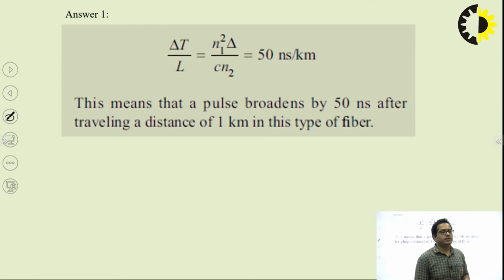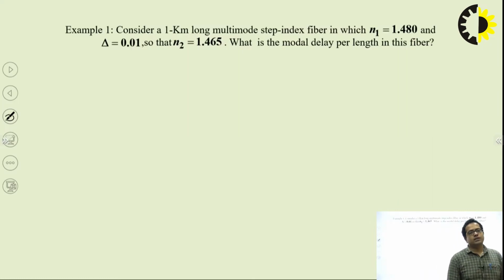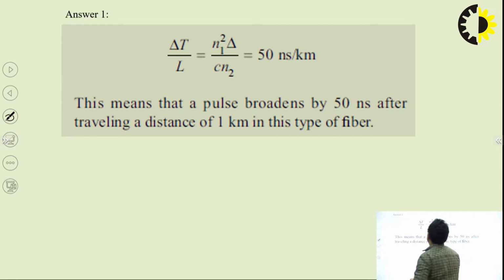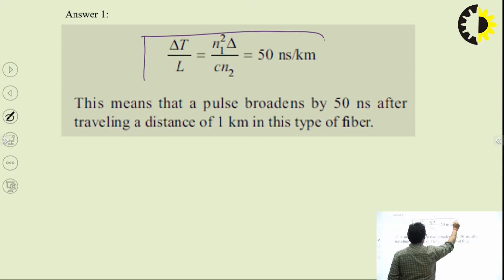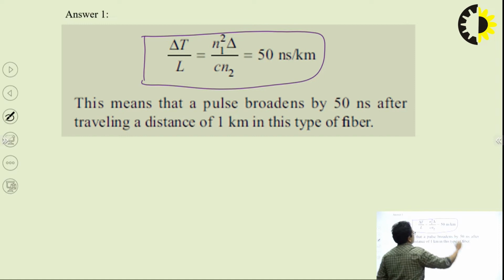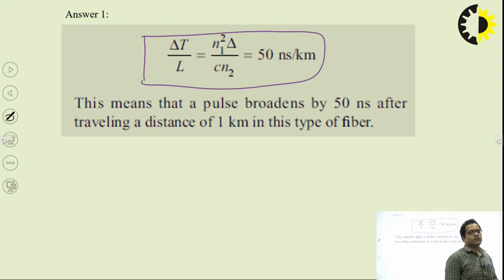So let us try to visualize it. Your delta t is given by L N1 square delta upon C N2. Now the question is, from where are we getting this formula? In order to get this formula, first of all we have to build some concept, which is related to whenever we are dealing with the multimode optical fiber.